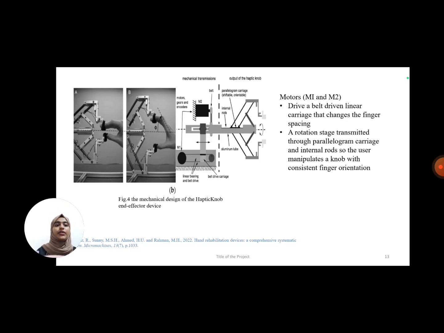And the second one is for a rotation stage transmitted through a parallelogram carriage and internal rods, so the user manipulates a knob with consistent finger orientation.